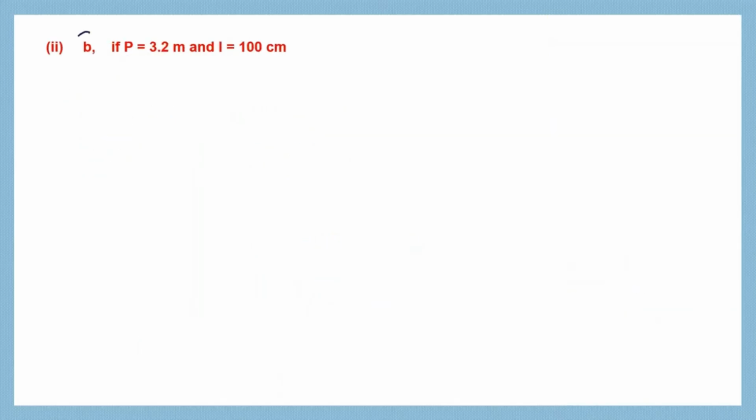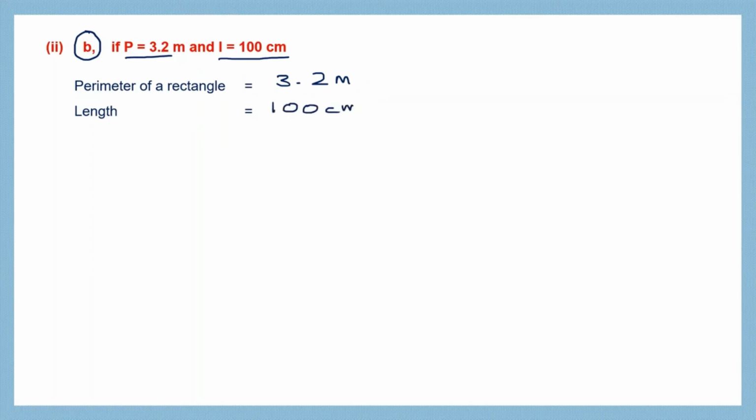Question 2. Here we have to find the breadth. And what's given to us? Perimeter is given and length is given. So perimeter of a rectangle is 3.2 meters. Length is given to us as 100 centimeters. So again, here also we can see the units are different. Let's convert the length 100 centimeters into meters. So 100 centimeters make 1 meter. So here we have 100 centimeters, so that is equal to 1 meter.